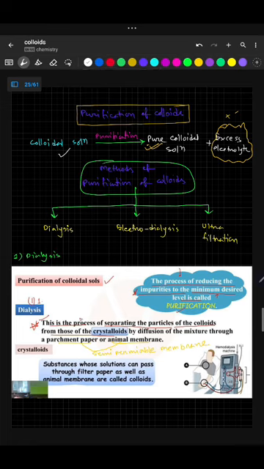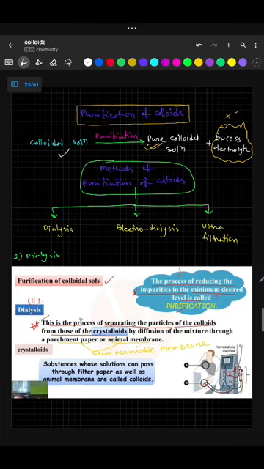Dialysis, if we try to define it, is the process of separating the particles of the colloids from those of the crystalloids by diffusion of the mixture through a parchment paper or animal membrane. A parchment paper is a semi-permeable membrane. The impure colloidal solution is placed in a bag made of a semi-permeable membrane like parchment paper or animal membrane. That is what's in our slide.